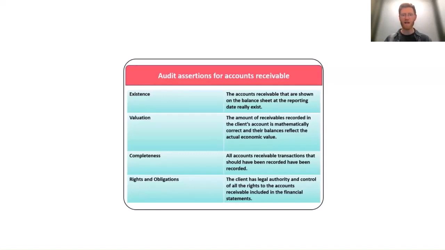And then finally, we have rights and obligations. This is a double check to see, does your client actually have the legal authority and the control over those assets, the receivable. And the key element here is they may have ceded those rights to a third party, which means that the rights don't sit with our client. Those are really classically the four audit assertions that we would expect to see when auditing accounts receivable.